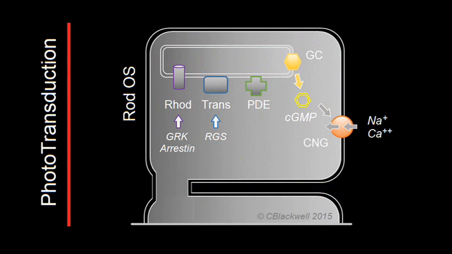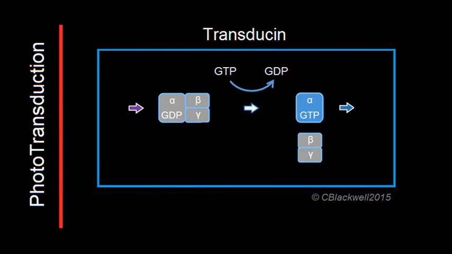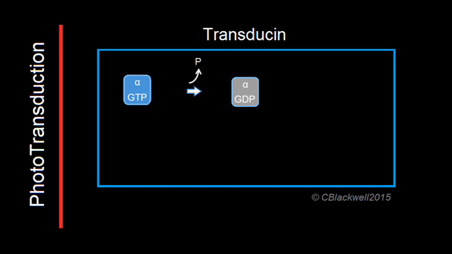The second deactivation step involves transducin. The transducin was initially activated by changing GDP to GTP in the alpha subunit. Beta and gamma subunits separated, leaving active transducin alpha. To deactivate the transducin requires changing the GTP back to GDP. This would occur very slowly if the transducin were left alone, but it has help.